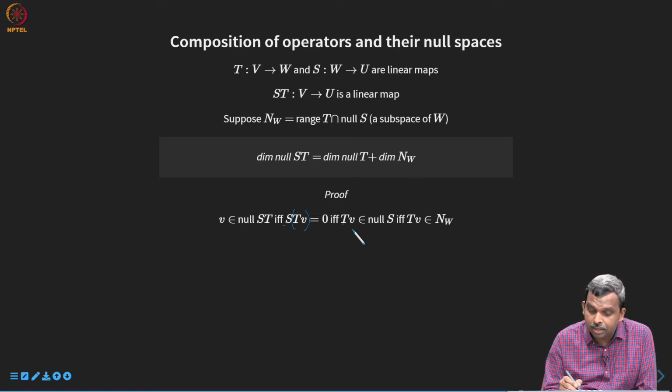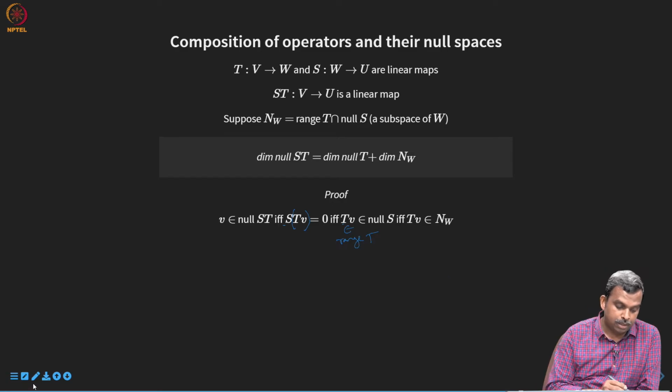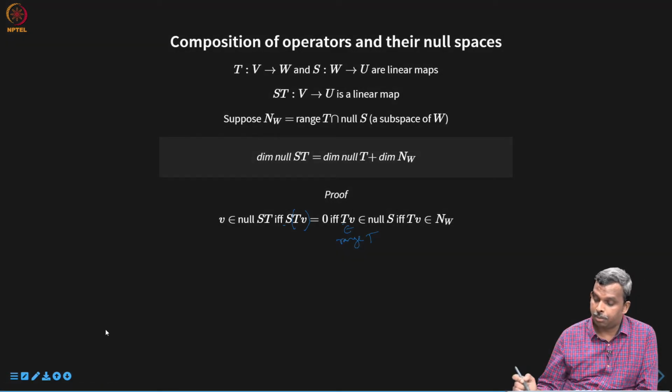Now, remember TV is in the null of S, but TV clearly is also in range of T. TV by definition is in range of T, it also has to be in null of S. So if V is such that V is in null of ST, then TV must be in range of T obviously, but it should also be in null of S. So what does that mean? TV is in the intersection of these two, so TV has to be in NW. So this is how this NW enters the picture and it plays a very important role. I will draw a picture soon, but let us just bring up the rest of the proof and then I will draw the picture.